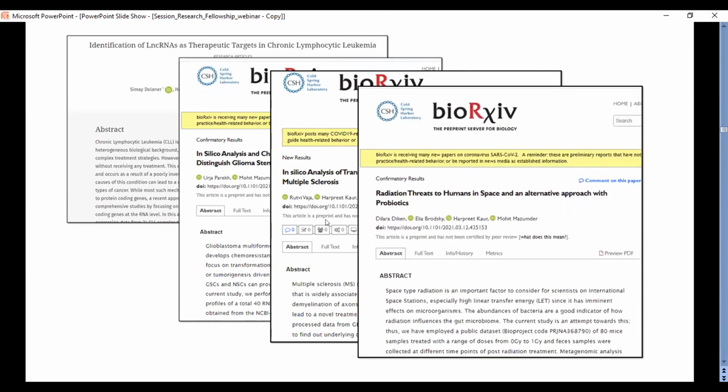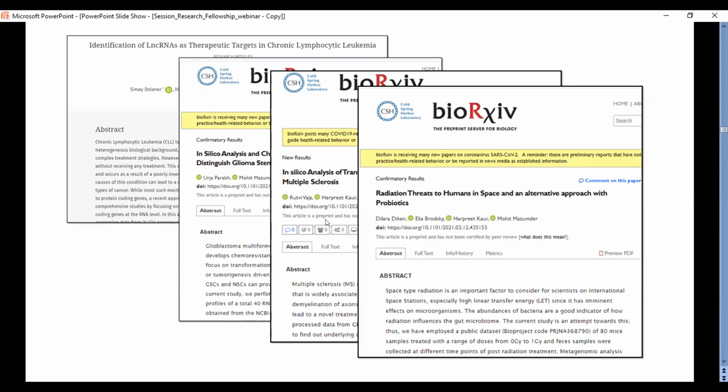Besides that, some of the research fellows also worked in the area of spaceomics. For example, Ms. Dilara Dekane completed her project in the field of spaceomics entitled Radiation Threat to Humans in Space, an alternative approach with probiotics, using metagenomics data and various bioinformatics tools from the T-BioInfo Server.